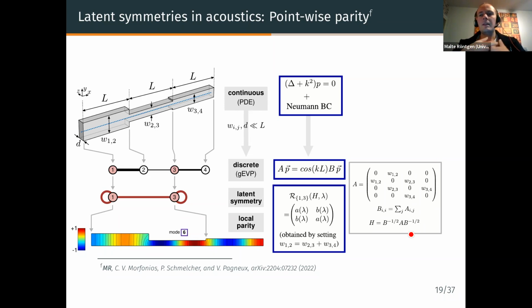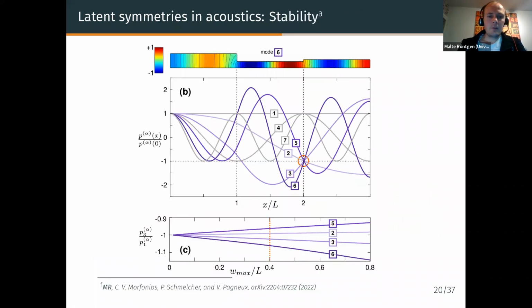Yeah, and now we have latent symmetries in a rather continuous system. Yes, it's somehow discretized, but it's still continuous. And I find it quite funny and quite intriguing as well. What can we do more with it? First of all, we can investigate what happens if we deviate from this case where we have very long and very narrow waveguides, where this ratio of the maximum width over the length, which is the same for all waveguides, is equal to 0.